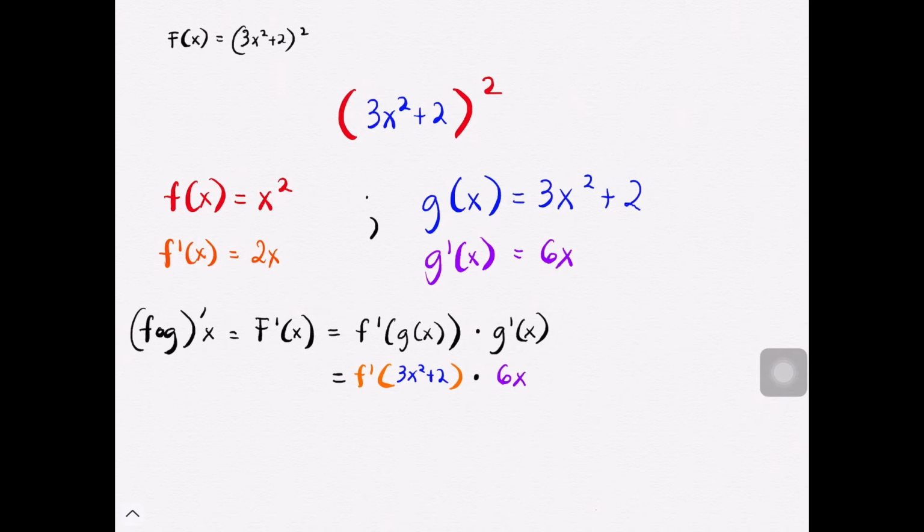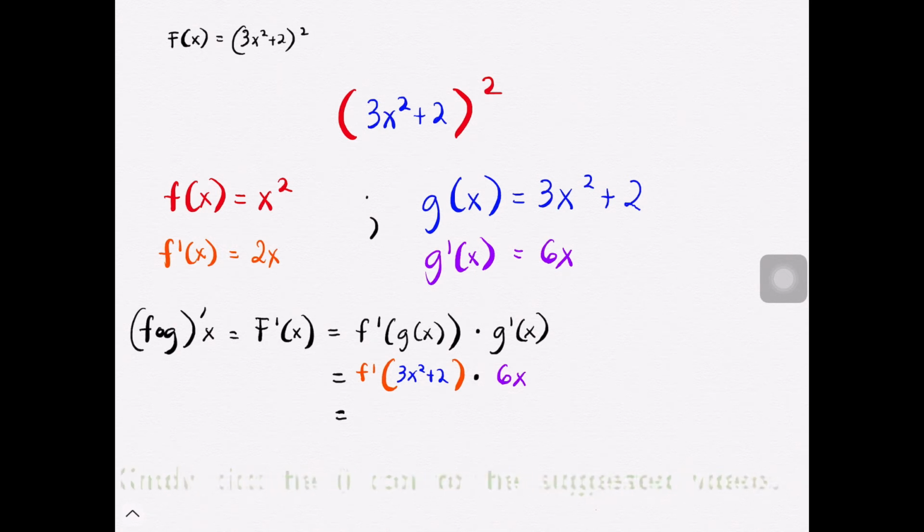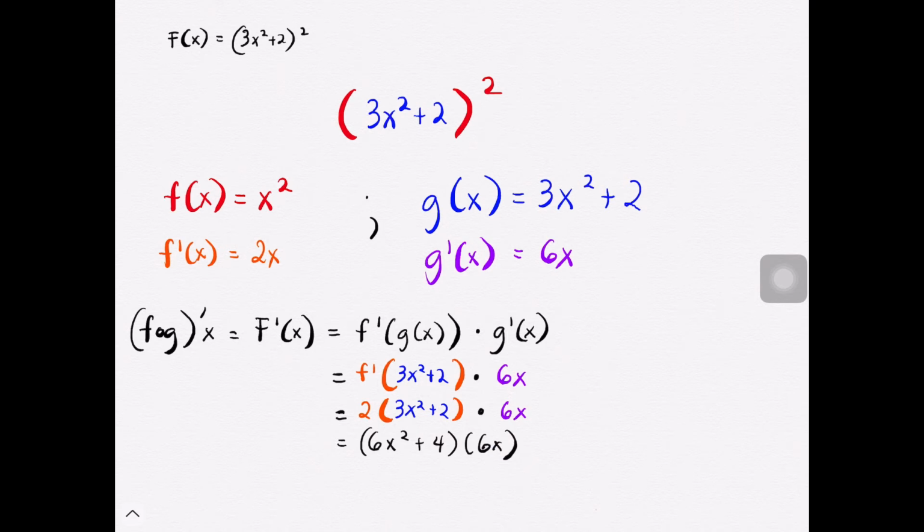For the benefit of others, when we say f prime at g of x, it means that whenever we see x at f prime, we will be substituting g of x for x. We have a suggested video on evaluating functions. Kindly check that if you were confused on this part. Since f prime of x is equal to 2x, x will be substituted by g of x, which is 3x squared plus 2. And simplifying this line would give us now 6x squared plus 4 times 6x. Thus, our final answer would be the simplified form of this, which is 36x cubed plus 24x, and it's the same answer that we got earlier.